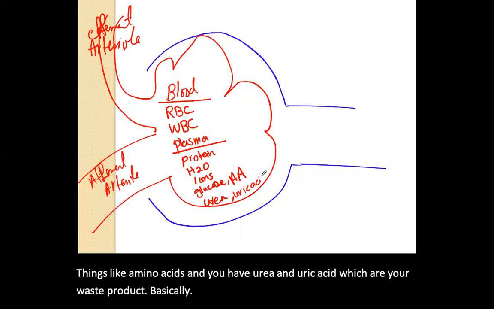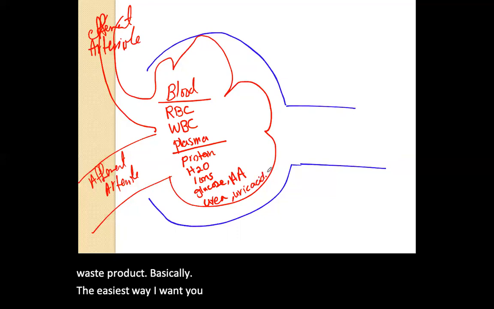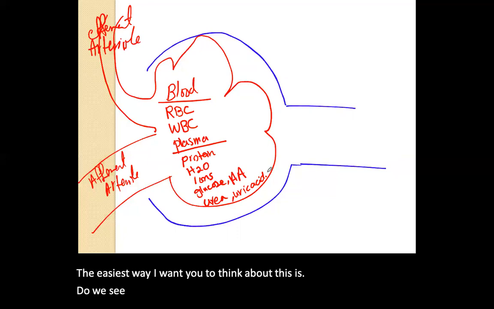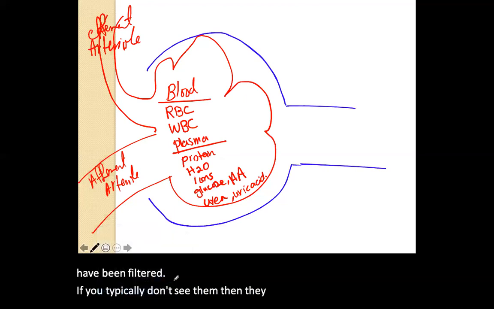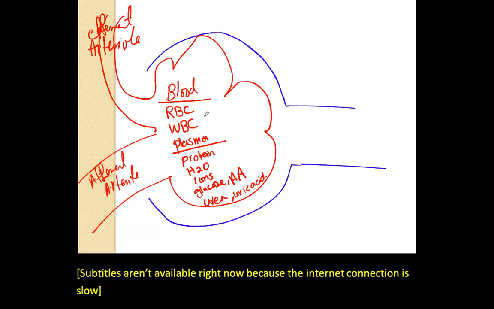The easiest way I want you to think about this is, do we see these in urine or not? If you see them in urine, they must have been filtered. If you typically don't see them, then they probably weren't able to be filtered in the first place. Of course, there's exceptions to that rule, and I'll tell you what these are, but that's the easiest way of approaching this concept.